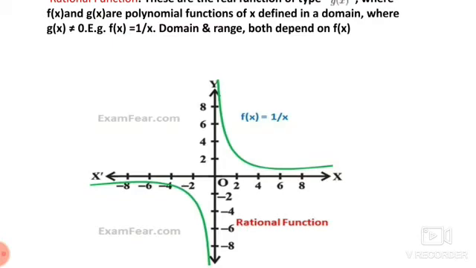Suppose you take f of x equal to y. When you plot the graph, you will be getting different graphs for different rational functions.